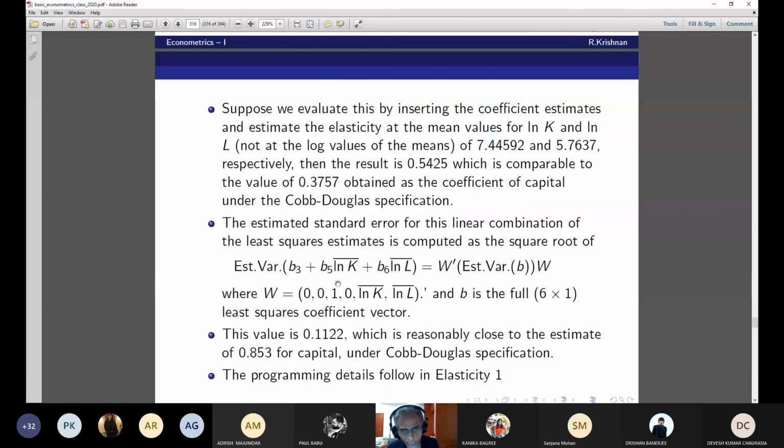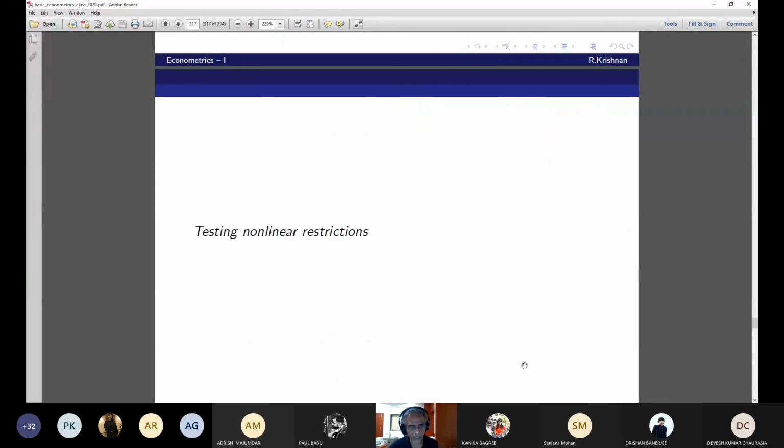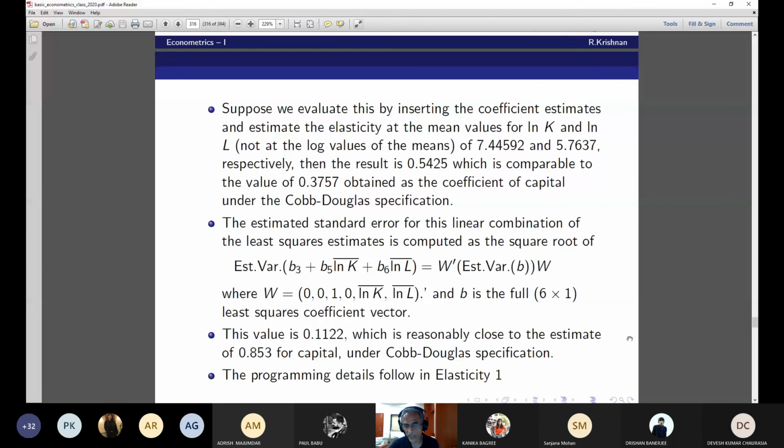This log K bar, log L bar is the same thing as elasticity at the mean values. You have to calculate the elasticity at the mean values. And B is the full 6/1 least squares coefficient vector. You have to tell me how I got the 0.1122, which is close to the estimate of 0.0853 for capital. The programming elasticity testing nonlinear restriction. Next class, as usual, this is very slow.